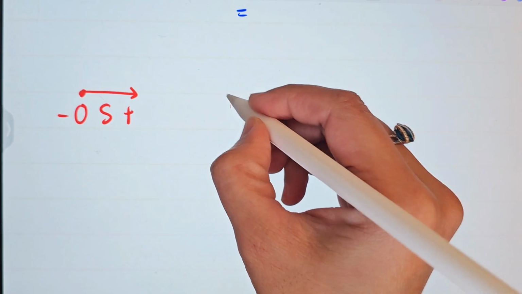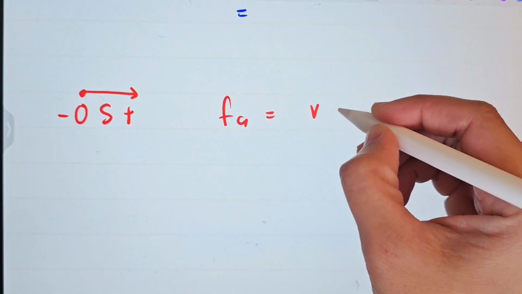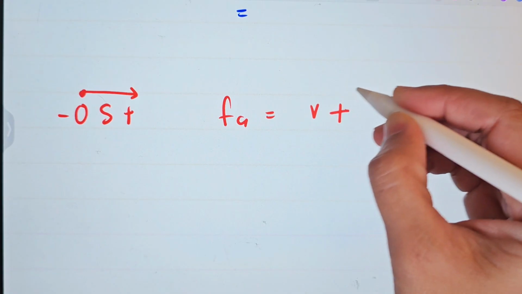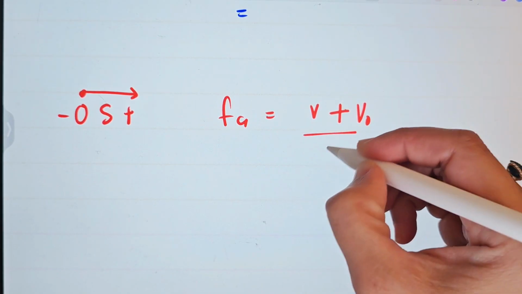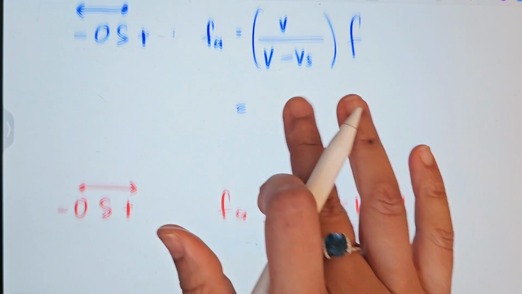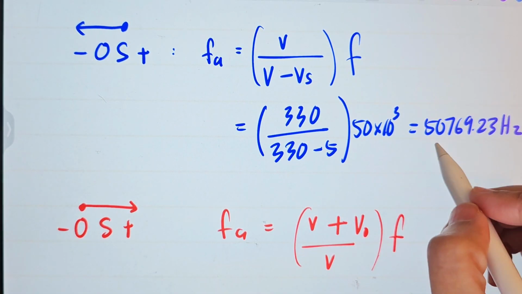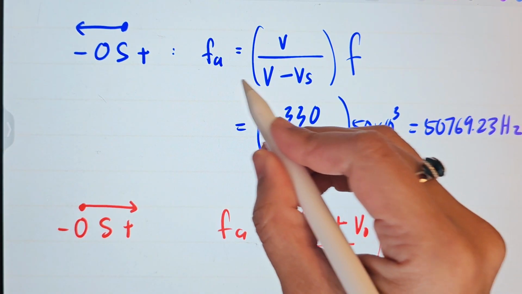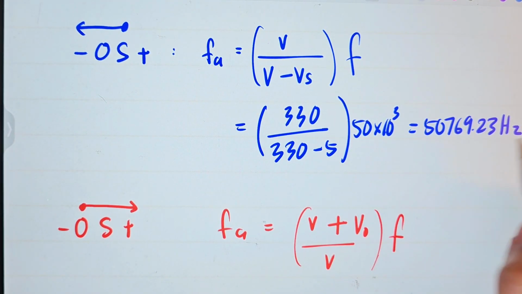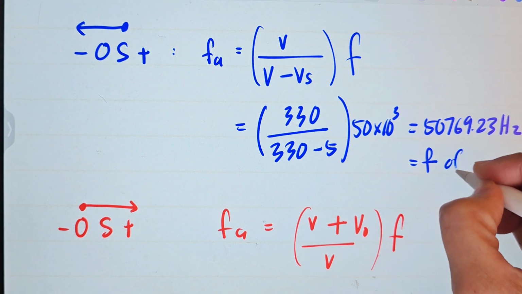Okay, so FA equals to V. This time the bat becomes our observer. So the equation is like this. Now let's do the calculation for the first one. So this is the answer for the apparent frequency heard by the wall. Now this one now becomes the real frequency of the wall.